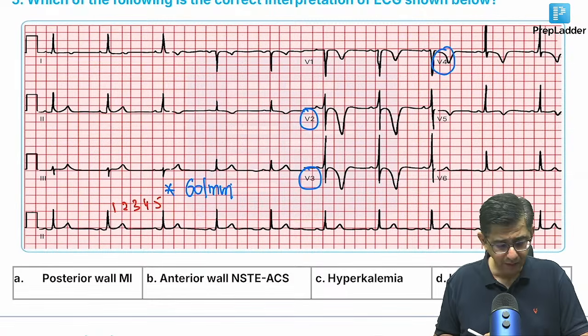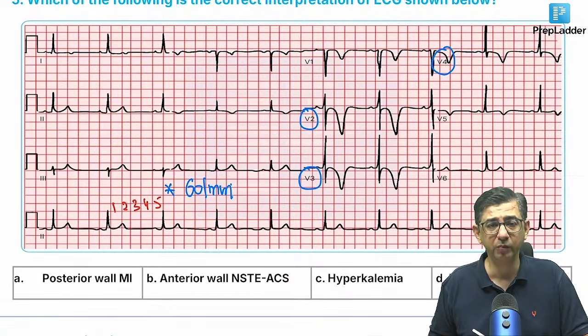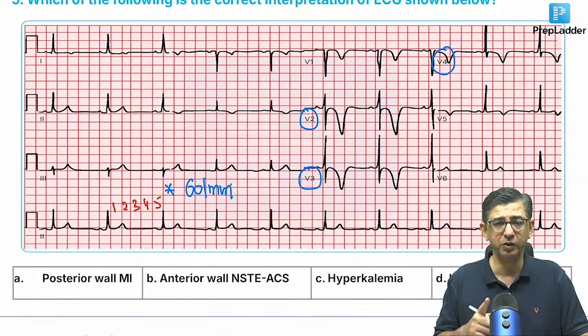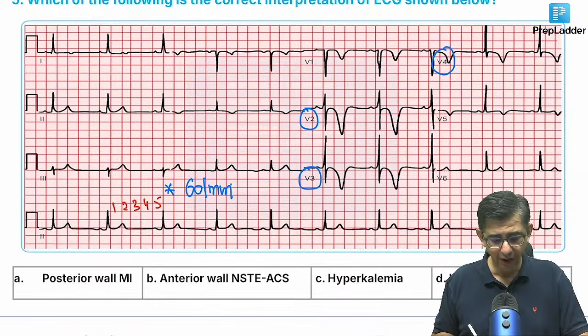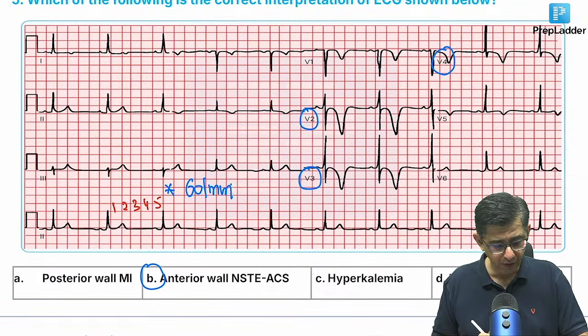I'll say that I'm dealing with a case of, okay, very good, Harshvardhan. That is a good input you gave, posterior wall MI. I'll give inputs for posterior wall MI in just a few seconds from now. I'll mark the answer in this case. What we are dealing with in this case would be an anterior wall myocardial infarction.